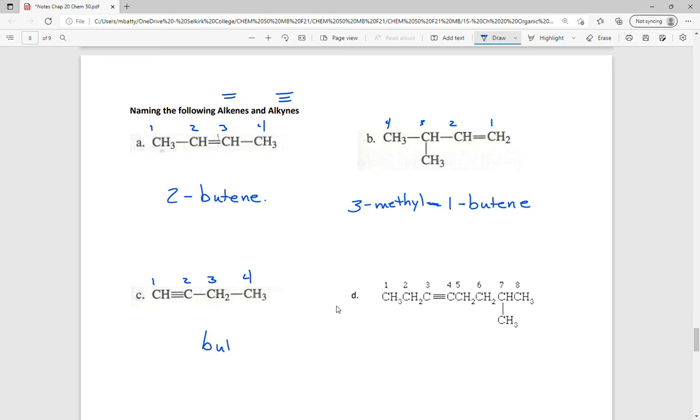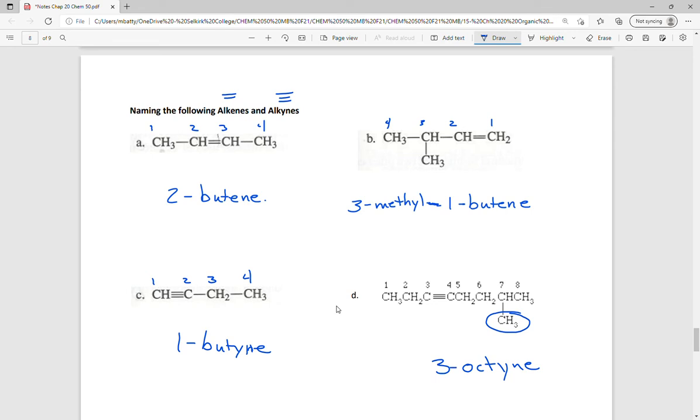This one would be a butyne because there's a triple bond, not a double, and I would say it's a 1-butyne. Last one, a little bit more going on, mercifully already numbered, and you can see that we've got one side chain. So we've got this triple bond, so it would be octane, but it wouldn't be octane, it'd be octyne because it's an alkyne, and that is at the third carbon.